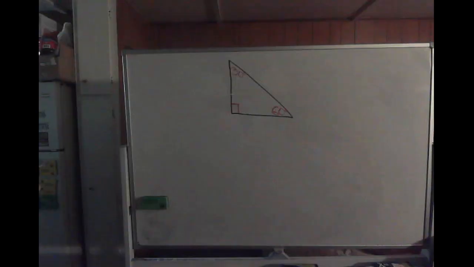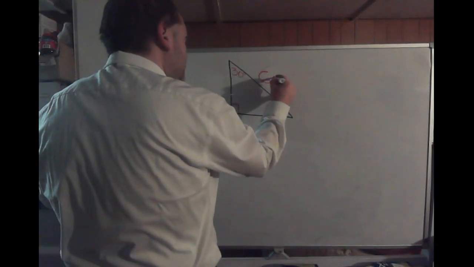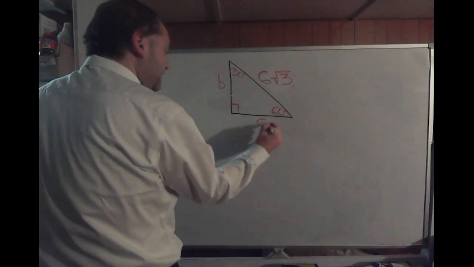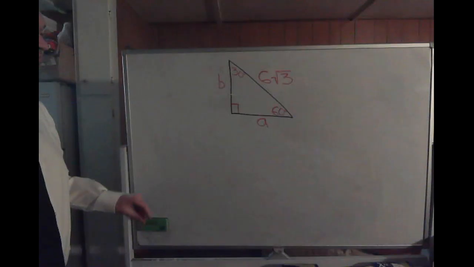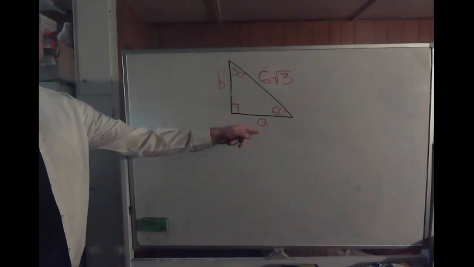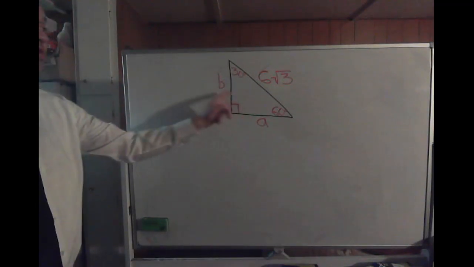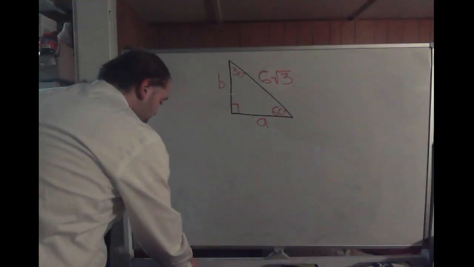The last one, we have the hypotenuse here, which is 6 times the square root of 3. We don't know the length of our legs. So we have legs A and B, A being the shorter leg because it's across from the 30-degree angle, B being the longer leg because it's across from the 60-degree angle. Then we have the length of our hypotenuse.